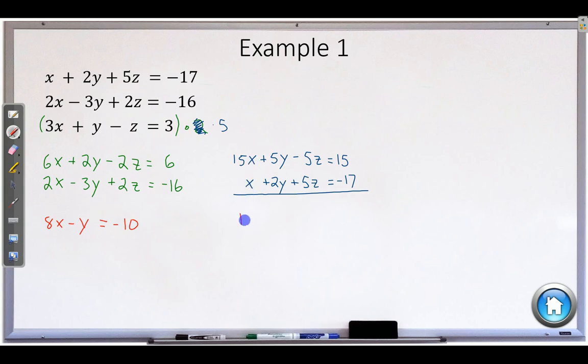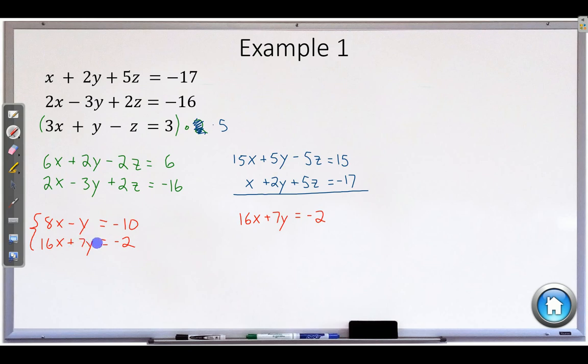And so now I'm going to combine these two. 15x and x is 16x. 5y and 2y is 7y. The z's cancel out. 15 and negative 17 is negative 2. So now we've simplified this a bit. These two red equations have two equations with just x and y. I should be able to solve those just like we used to. So let me write the other one underneath here. 16x plus 7y is equal to negative 2. All right, now this looks just like an easy two-variable system that we can solve. It's going to take a few steps, but it shouldn't be too hard.